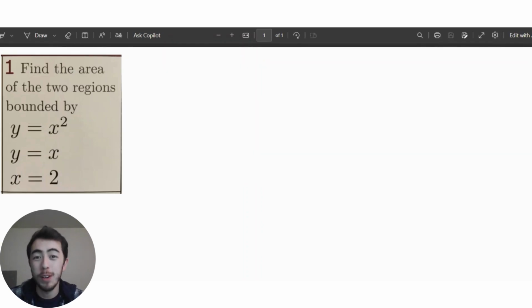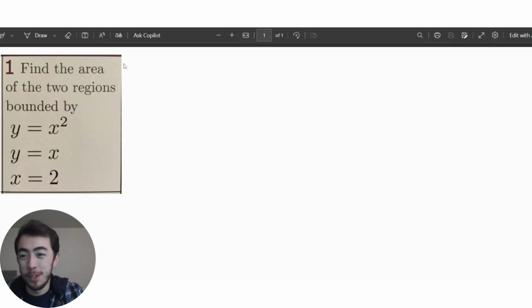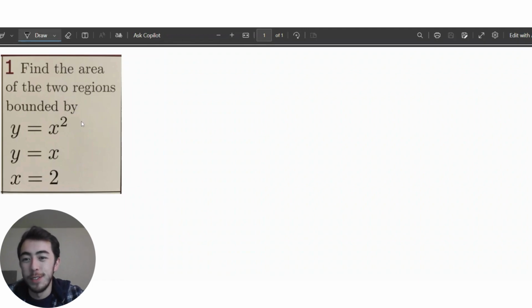Today is February 1st, and we're solving the 32nd problem from this Daily Epsilon calendar. Now that it's February, keeping track of what number problem we're on is going to be a little bit trickier. All right, let's find the area of the two regions bounded by these equations.